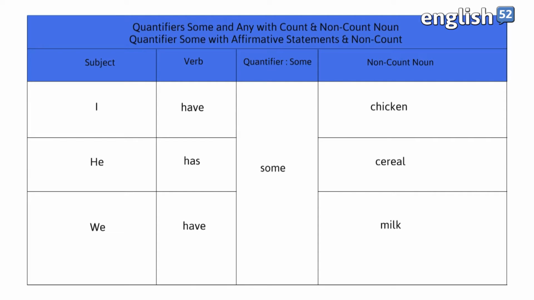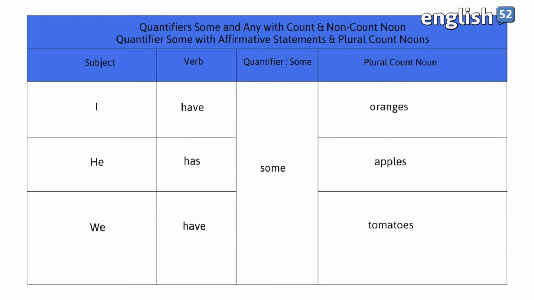We can use the quantifiers some and any to ask and give information about amounts that are unknown. We can use quantifiers with non-count nouns and plural count nouns. For example, I have some chicken, he has some cereal, we have some milk. I have some oranges, he has some apples, we have some tomatoes.